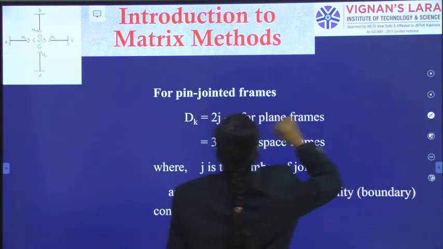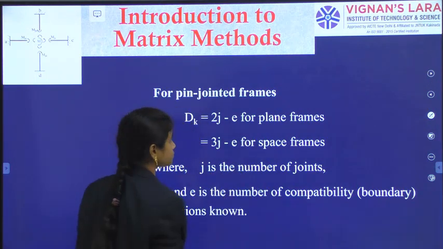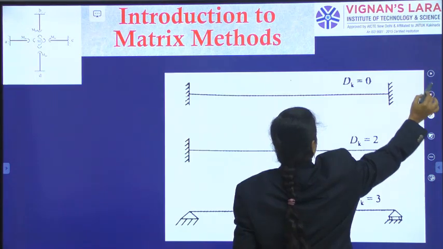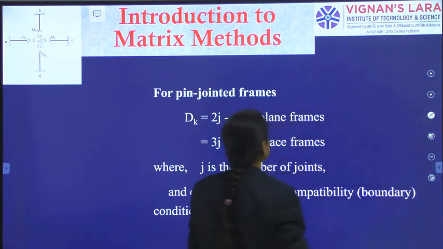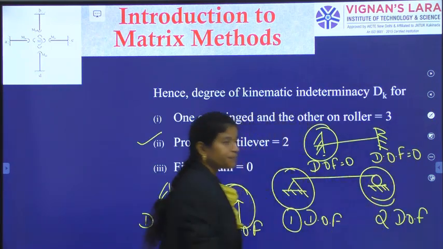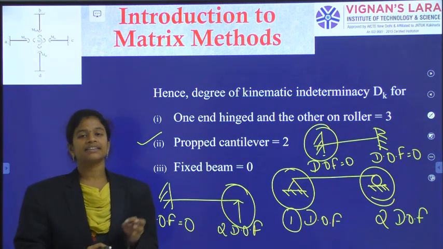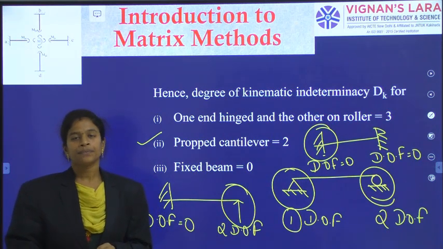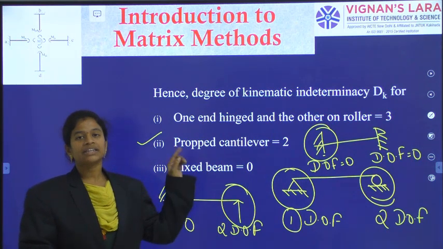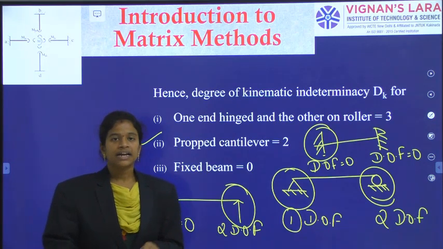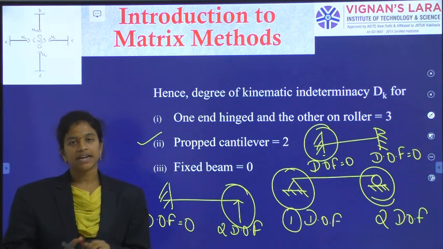And when you see the structure, in this way the degrees of freedom, the static indeterminacy and the kinematic indeterminacy were calculated. Okay, so in the next class we are going to calculate the kinematic and static indeterminacy for frames and beams. Thank you.